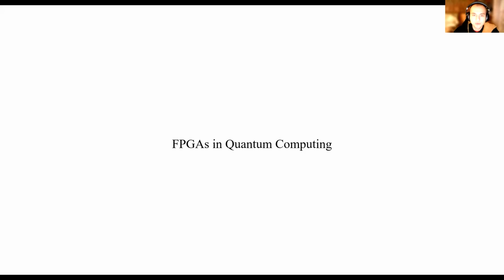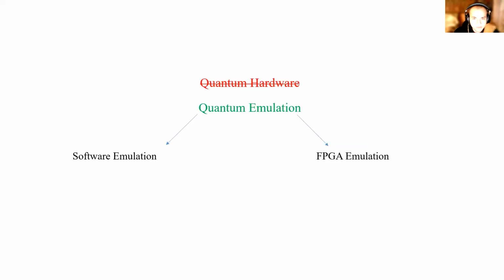There are just two ways of emulation, software and hardware by FPGA. And studies have shown that FPGA emulation is much better than software emulation.